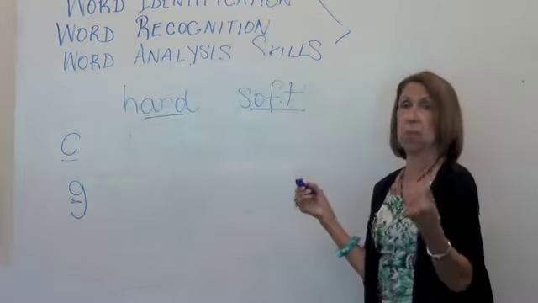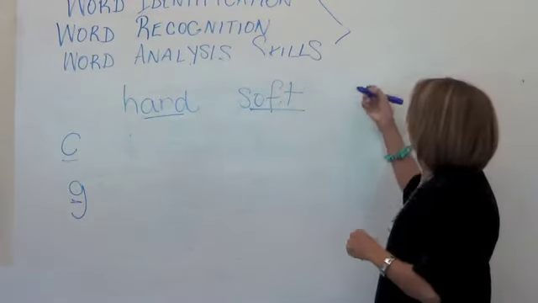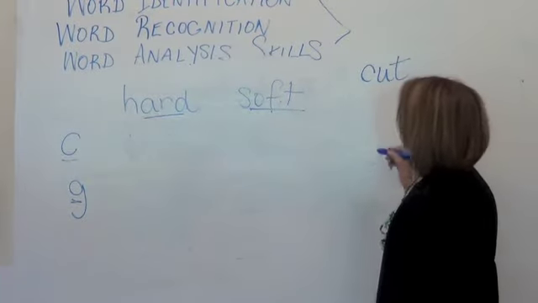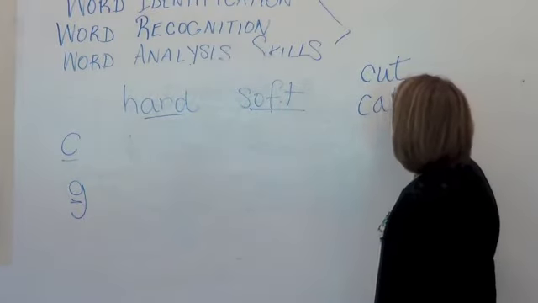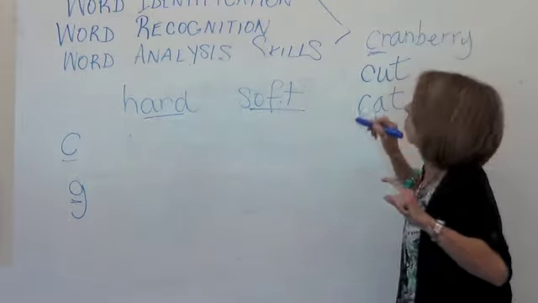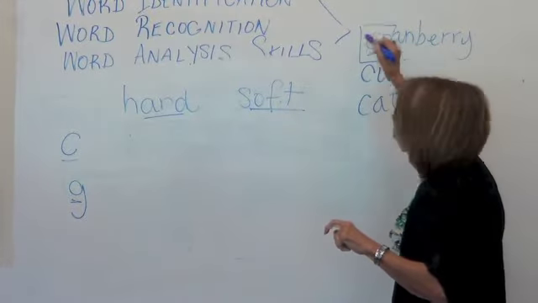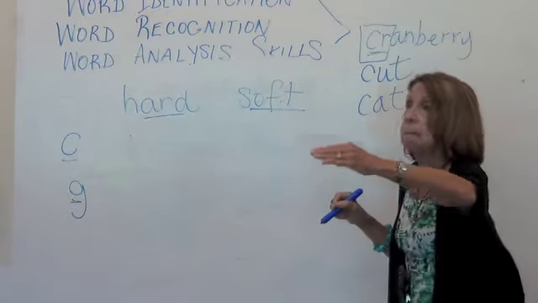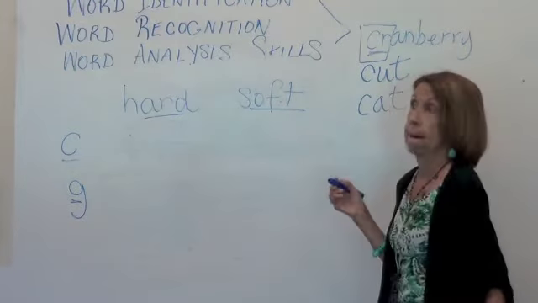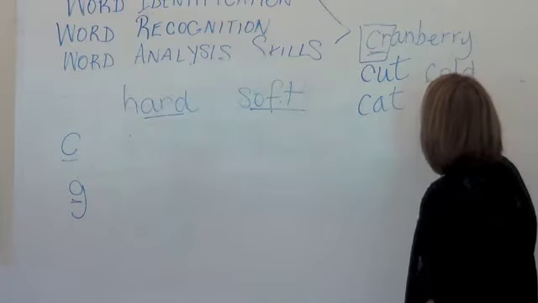Give me some examples of words that start with C. Let's do one at a time. Cut. Cat. Cranberry. What's the C in there? This C in cranberry is part of the what? Consonant blend. C-R. Okay. Cold. Curl.